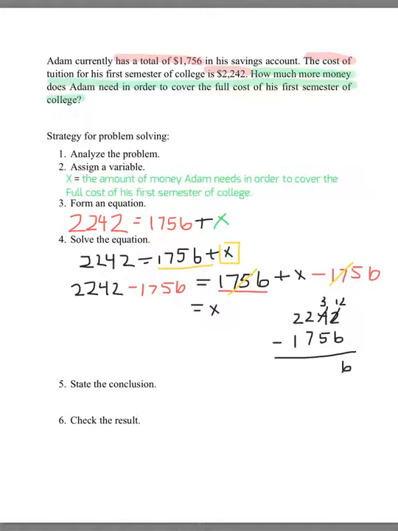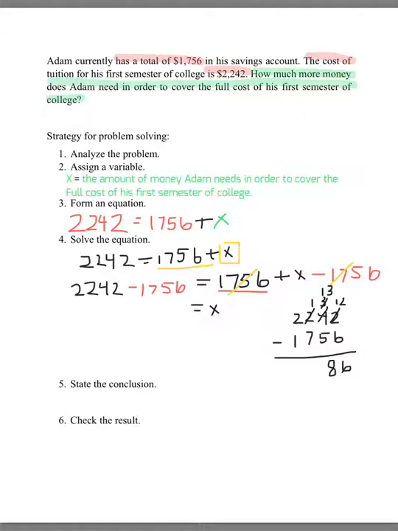Now we move on to the second column. So now we have a 3 minus a 5. Again, that cannot be done, so we have to borrow from the number over. The 2 becomes a 1. Our 3 now becomes a 13. 13 minus 5 gives us an 8.